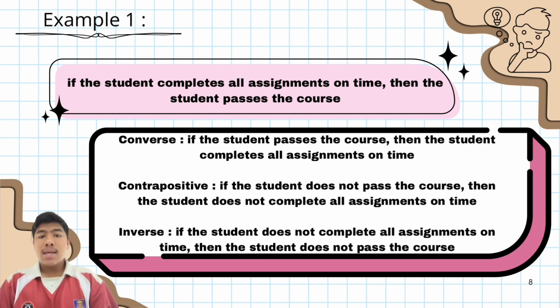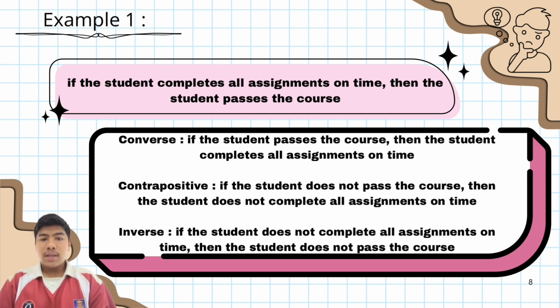Now, let's see example 1. The original statement is: if the student completes all assignments on time, then the student passes the course. So the converse is: if the student passes the course, then the student completes all assignments on time. Here we simply switch the positions of the statements.